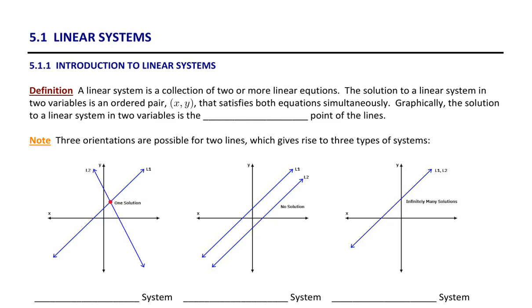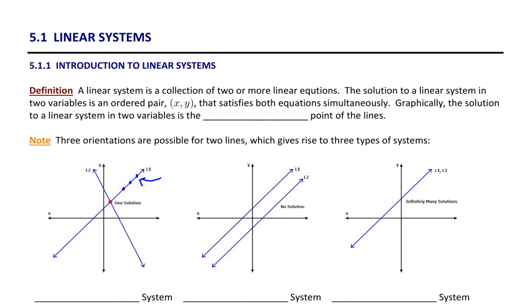We'll begin with an overview of what exactly a linear system is. So here's the definition. A linear system is a collection of two or more linear equations. The solution to a linear system in two variables is an ordered pair, (x, y), that satisfies both equations simultaneously. So remember, when we graph a linear equation, it turns out to be a straight line. And every single point on that line, described by an ordered pair, balances its equation.